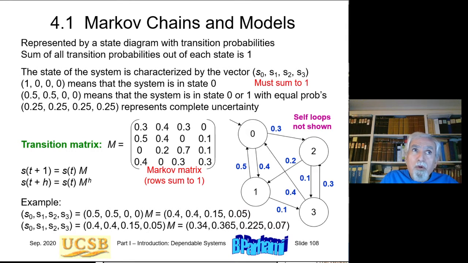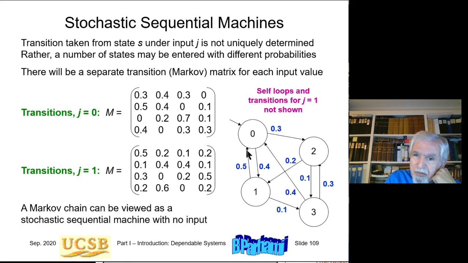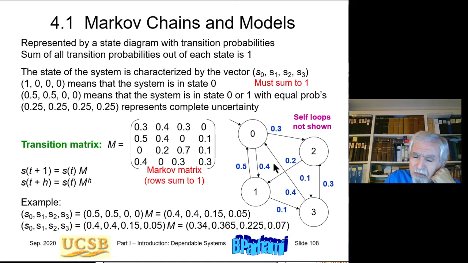Okay, the starting point for our discussion is the model known as Markov chains, sometimes called Markov models. So what is a Markov chain or Markov model? Here I've shown a four-state system. This is actually the same system in terms of transitions and states as the previous slide, except that I've numbered the states 0, 1, 2, 3.